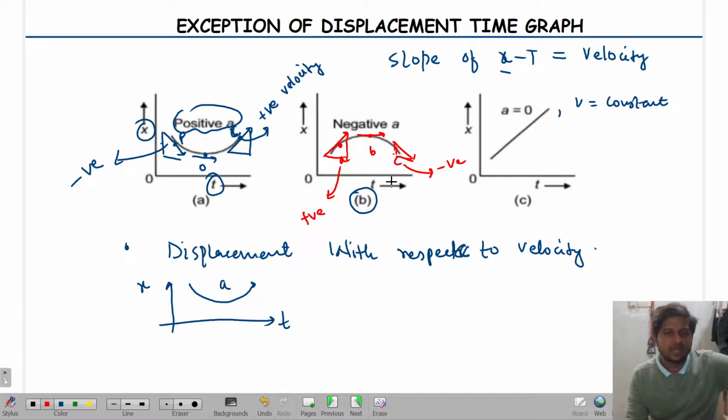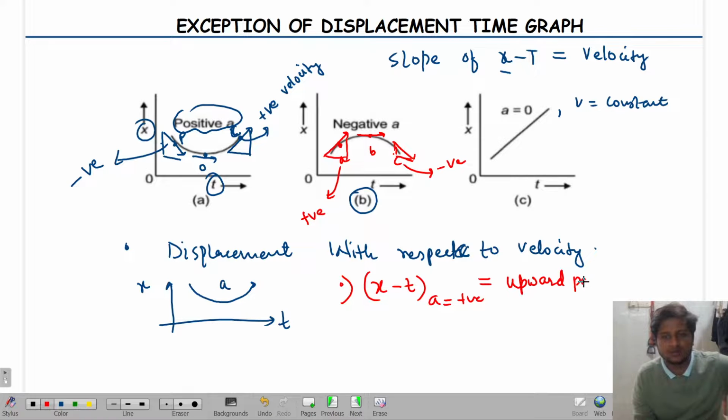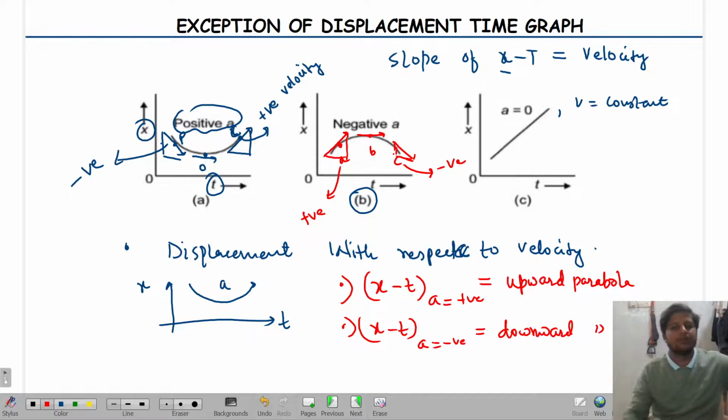So for the displacement-time graph for negative acceleration, this is called retardation or negative acceleration. The displacement-time graph for negative acceleration will be like this, a downward parabola. If someone asks you about the x-t graph, first important point: for acceleration a positive, it is an upward parabola, guys. If someone asks you the displacement-time graph for negative acceleration, it is a downward parabola. Understood or not?